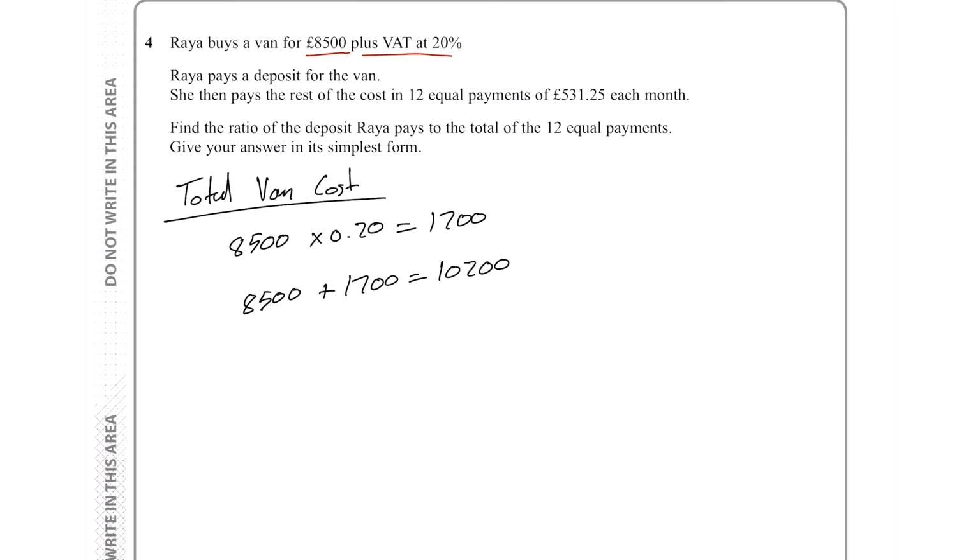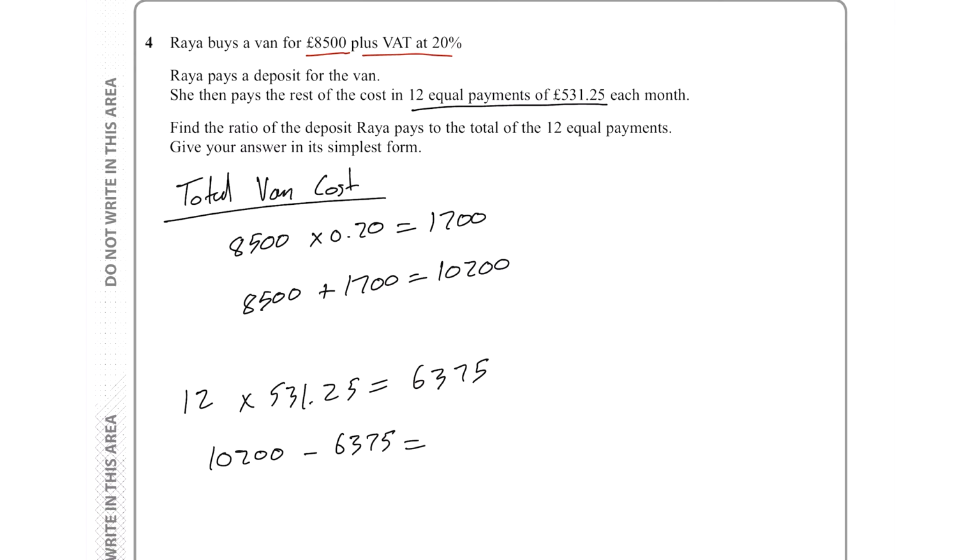Then it says she pays the deposit and then she pays the rest in 12 equal payments of £531.25. So we need to figure out how much these payments total up to. The way we do that is we can do 12 times 531.25. So these payments total up to 6,375. That means she must have paid a deposit of 10,200 minus 6,375. That's how much deposit she paid, which is 3,825. Let me just type that in again. So 10,200 minus 6,375. Yep, that gives us 3,825.